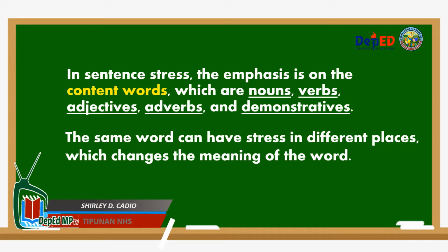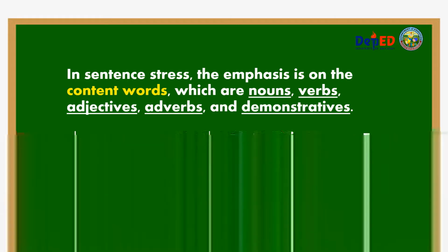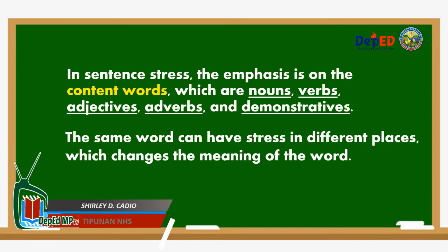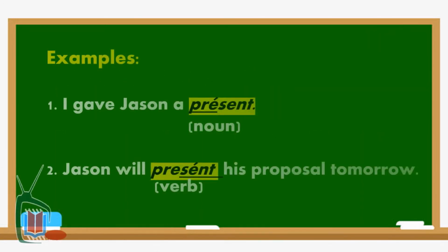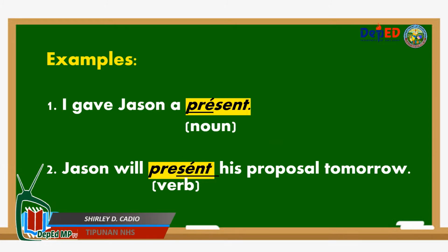In sentence stress, the emphasis is on the content words, which are nouns, verbs, adjectives, adverbs, and demonstratives. The same word can have stress in different places, which changes the meaning of the word. For example, I gave Jason a present. Jason will present his proposal tomorrow.